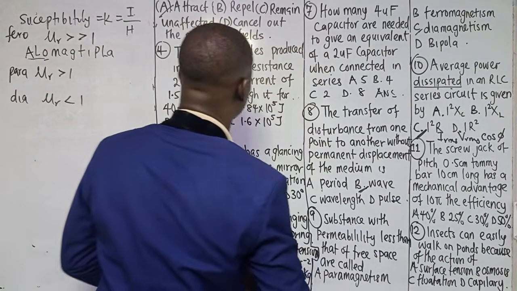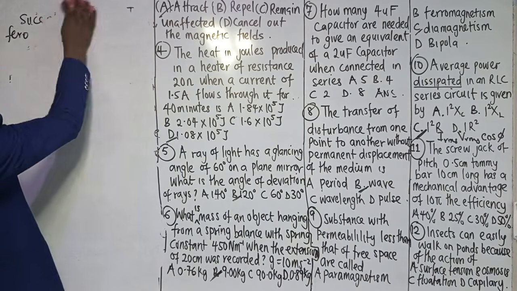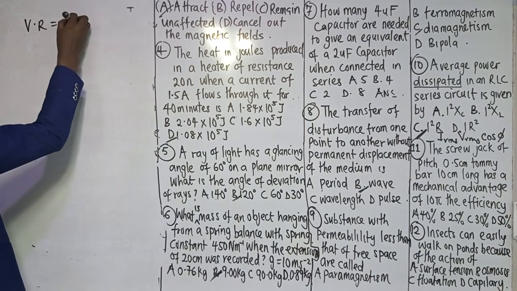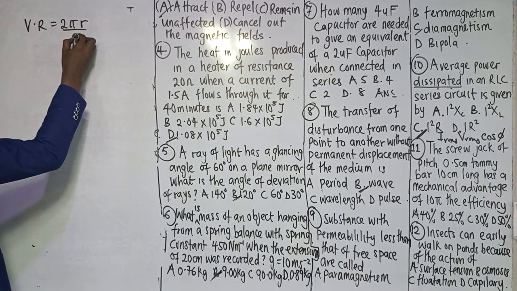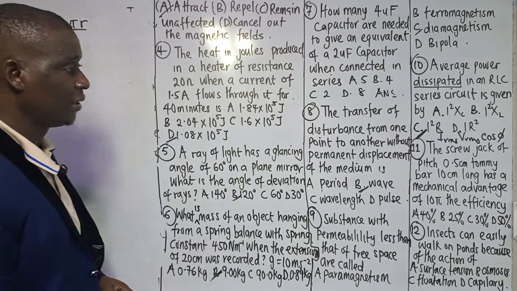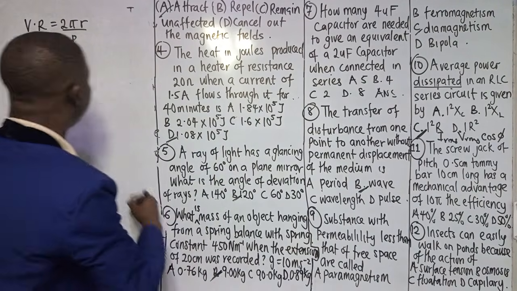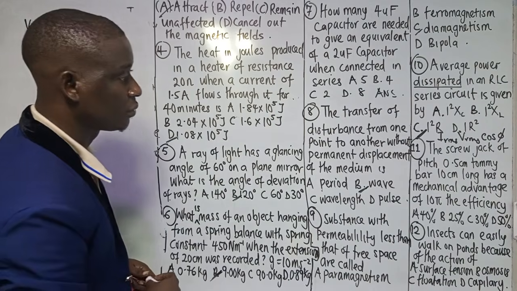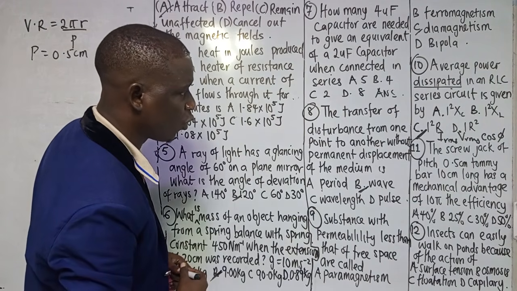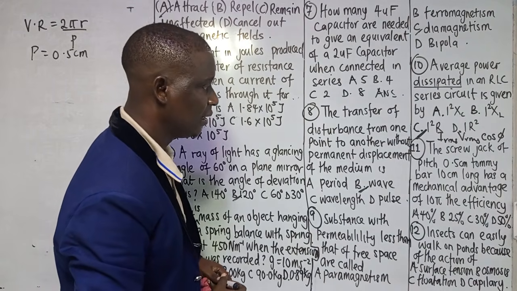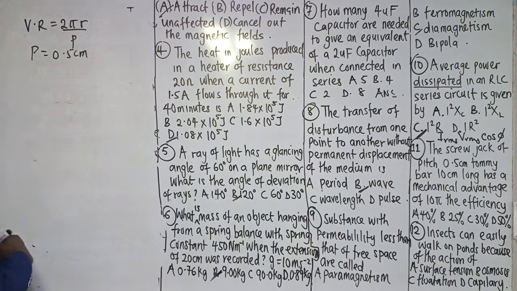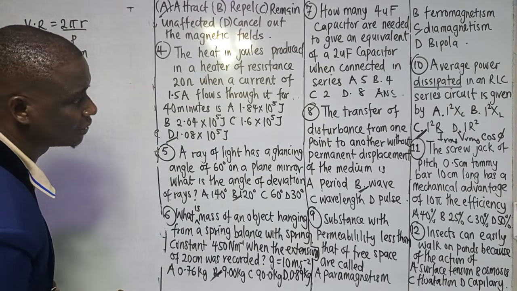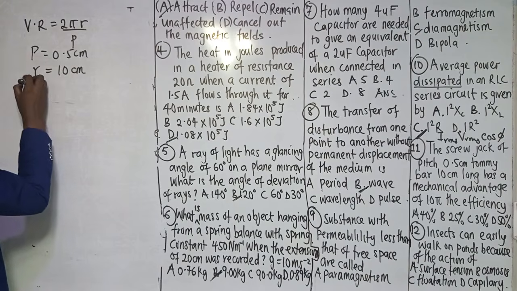So let's solve number 11. Number 11 says the screw jack. What is the velocity ratio of a screw jack? It is 2 pi r over p, where p is the pitch and r is the length of the tommy bar. They said the screw jack of pitch 0.5 centimeter, with a tommy bar 10 centimeter long, has a mechanical advantage. So let's calculate the velocity ratio first.